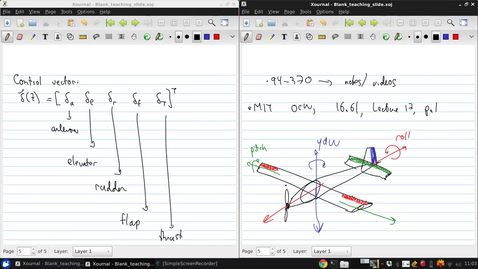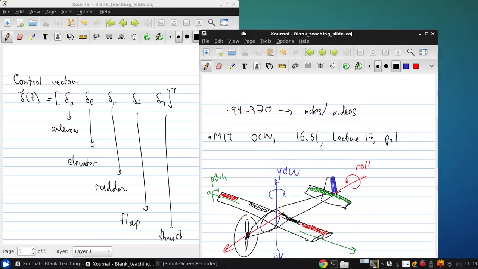In addition, thrust is controlled by the propeller, and if there were flaps, they may be located inboard on the wings. Now, how these control surfaces are used to maneuver the aircraft is sort of non-trivial, but in summary, we can say a few things about this at a high level.